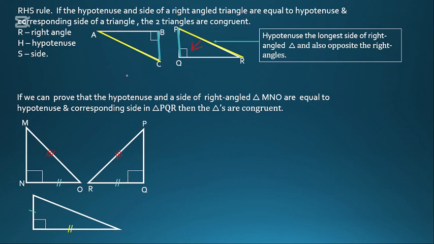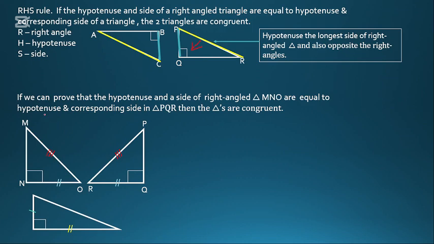So you can see here, the longer side and the longer side, they are equal. Another side equal, and then we have our 90-degree angles. So these two triangles, they are congruent. The reason is RHS. R for right angle, H for hypotenuse, and S means another side.